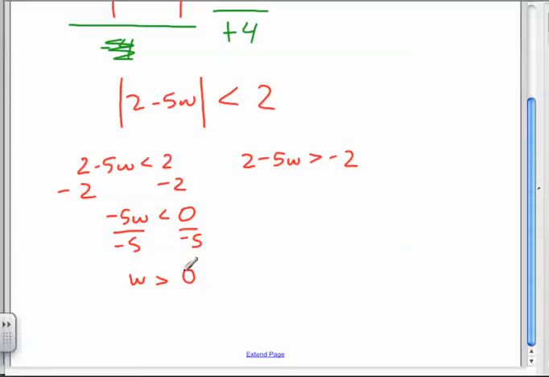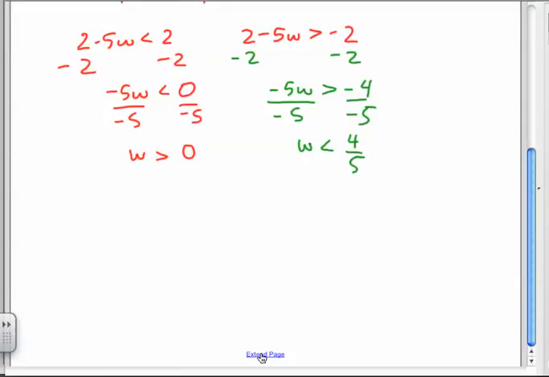Okay? Let's go to the other one. Subtract 2 from both sides. I'm going to get negative 5w is greater than negative 4. Then I'm going to divide by negative 5. Oh, dividing by a negative. W is less than positive 4/5. Okay? It's bigger than 0, but less than 4/5. All right? So it's between those two numbers.